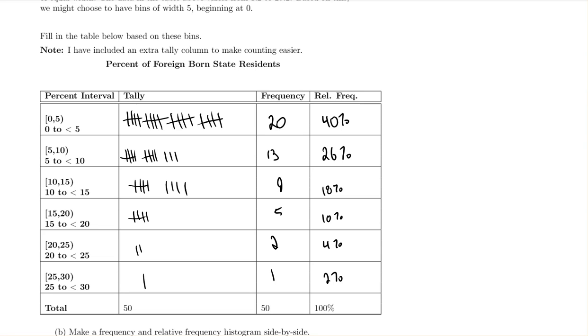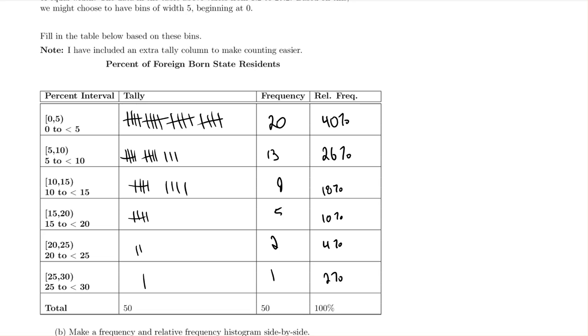Hopefully this is the table you were able to come up with. And notice, because each of my states appears once, I get these relative frequencies that add up to 100%. My frequencies add up to 50 because I have all 50 states. Same thing with my tallies. So if you want to make a histogram, whether it's a frequency histogram or a relative frequency histogram, you need to find the frequencies for the intervals you've chosen first.